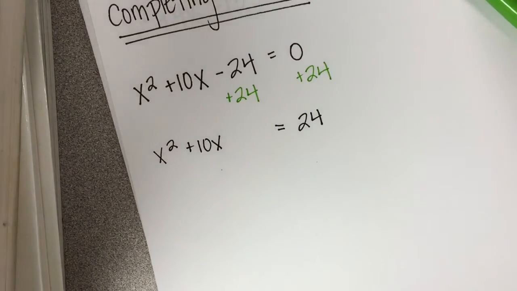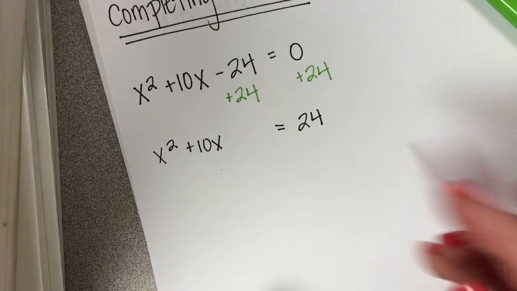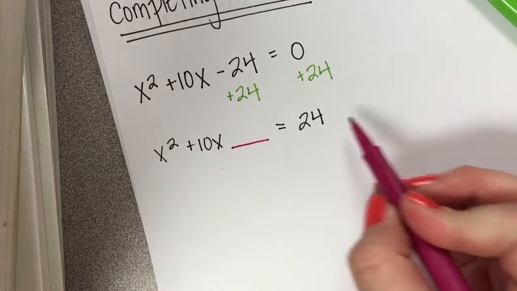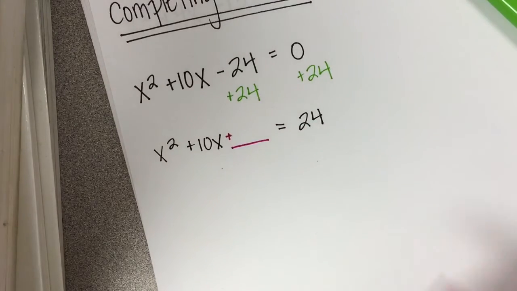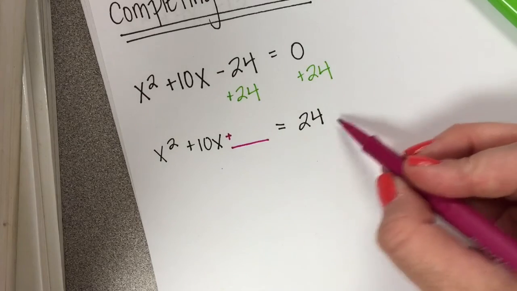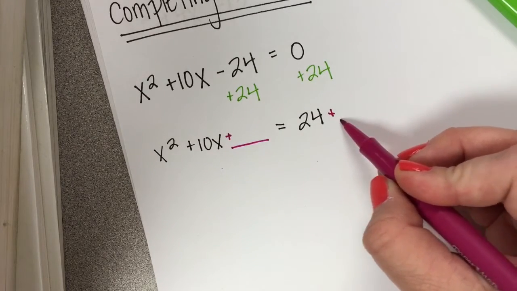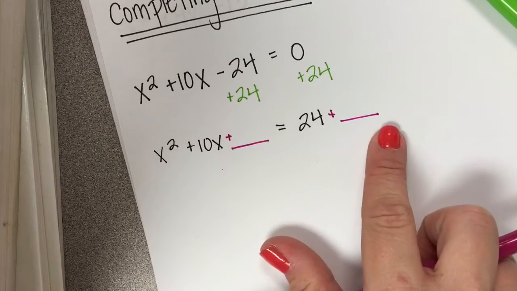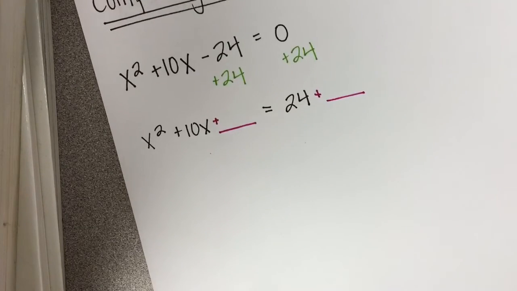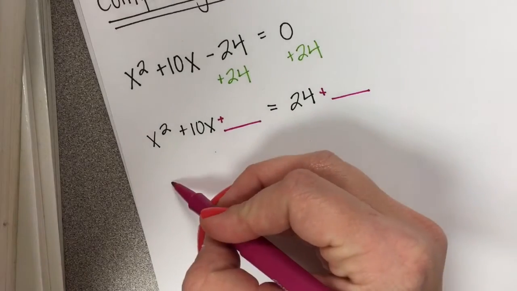So what I did right there is I created a blank, a space for a number that I'm going to add in, and that's going to be C. And whatever I add to one side, we know that we have to add to the other. So once I figure out what C is, that's going to go here and over here. So how do we figure out what C is?